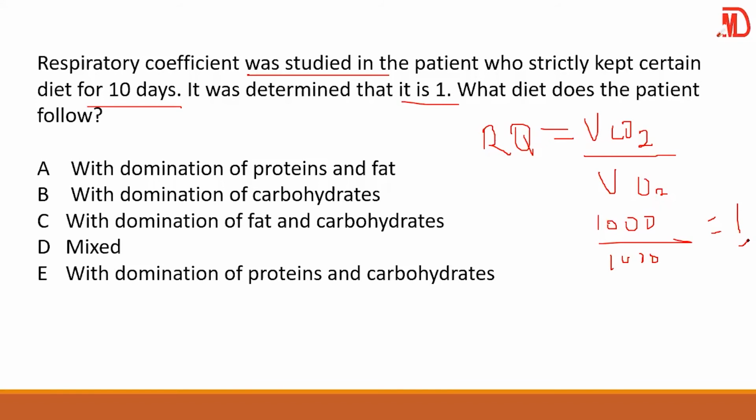If it is 1, we are referring to carbohydrate. If it is 0.7, we are referring to fats. If it is 0.8, we are referring to proteins. Again, 1 is carbohydrate, 0.7 fat, 0.8 protein. Since it is 1, we are looking at carbohydrate, so your answer is B. As simple as that.